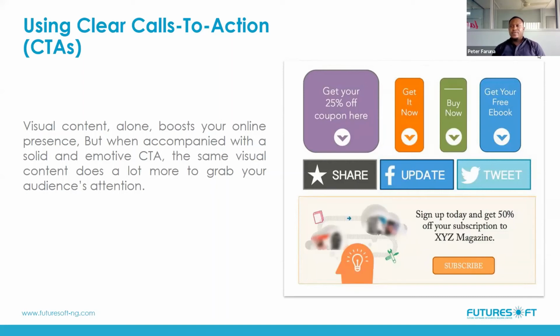But then an example of a call to action is: click on the link below to order yours, or try this taste of awesomeness. It's more like you're calling them to take this action. You're telling them it's safe to take this action. It can be on Facebook, it can be anywhere. So this is an image: get your 25% off coupon here. Get it now, buy now, get your free ebook, share, update, tweet, and all these things. Sign up today and get 50% off your subscription to XYZ magazine. So this would interest people to sign up. Apart from the image that you're using, your image might be very catchy, but is it calling people to actually do what you want them to do?